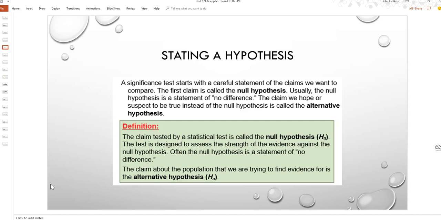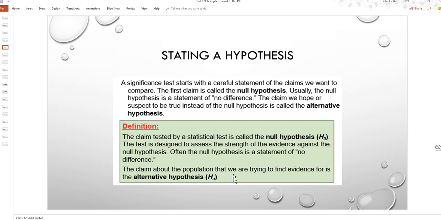The claim we hope or suspect to be true instead of that null hypothesis is called the alternative hypothesis. So we have two things that start off every single hypothesis. We have an H sub 0, our null hypothesis, and an H sub A, the alternate hypothesis. Sometimes you'll see that label as H sub 1. I always use H sub A just to keep the word alternative in mind.